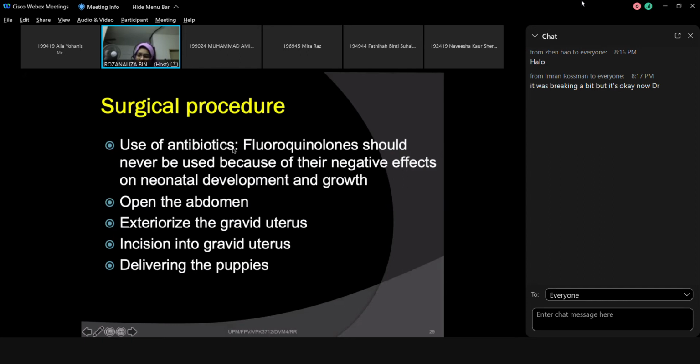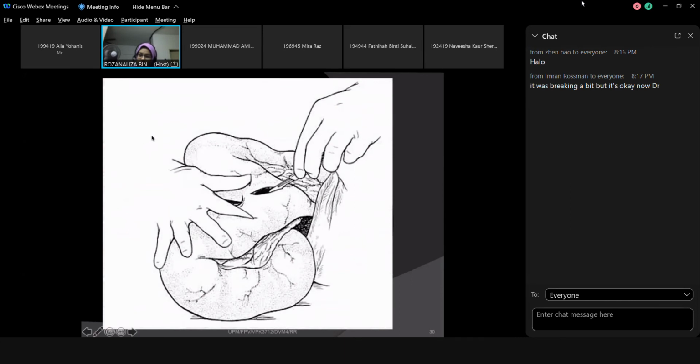So there has to be more consideration when you're dealing with a cesarean section, because you also need to consider the fetus, the type of antibiotic you use, and so on. This is a picture showing how we perform a cesarean section, generally for breeders. They want to keep breeding the dam.